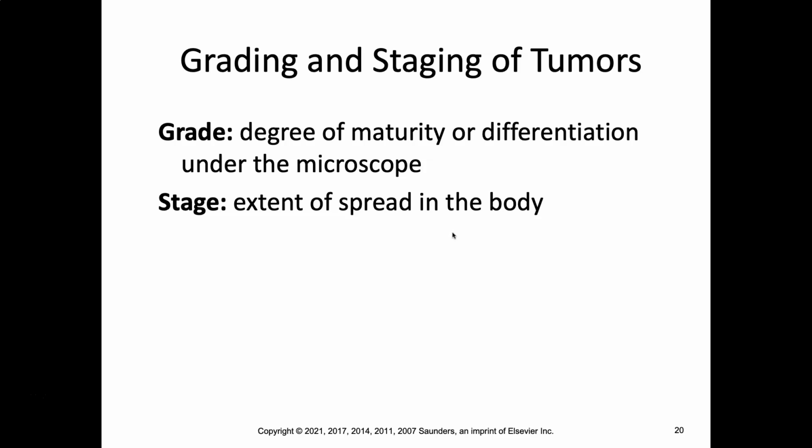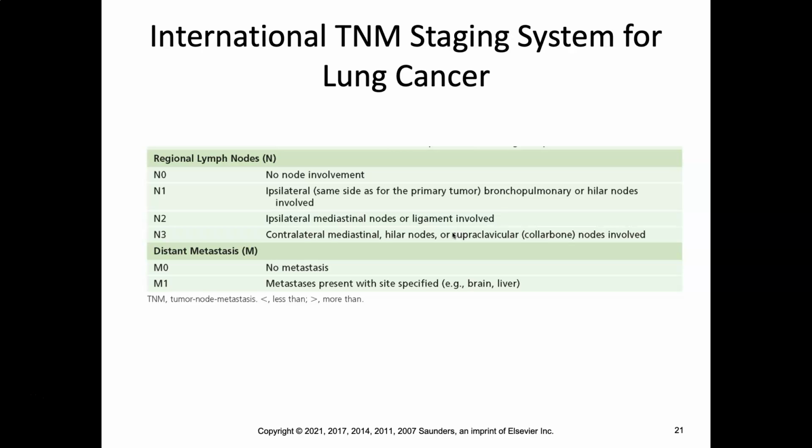Staging, there are three parts to the staging. There's T, N, and M, and you need to know this. T, N, M: tumor, nodes, metastasis. Those three make up the staging. So tumor is just exactly what it sounds like. What is the size and degree of the local extension? Nodes is the number of regional lymph nodes that have been invaded by tumor cells, and M is metastasis. How far have the tumor cells spread to distant sites? And those together are what are used to really come up with a person's prognosis.